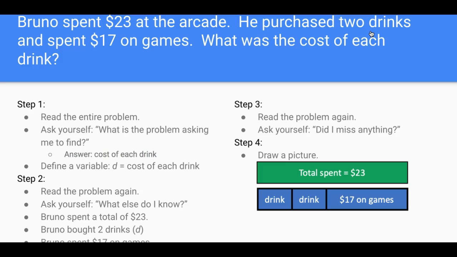So if I'm looking at it, he spent $23 total. He bought 2 drinks and spent $17 on games. So what does that equation look like? Well, 2 drinks. We don't know the cost of the drinks, right? Well, those 2 drinks become 2D. And we know that he spent 17 on games. Therefore, it is 2D plus 17 equals 23.